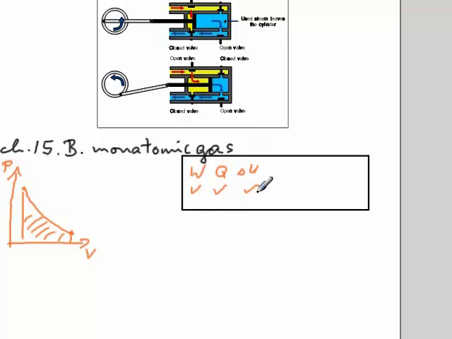Then let's see, they tell us what the initial temperature is. So I think I'm going to write Ti. Yep, I'm going to write Ti, that is given. They tell us what the initial volume is. So that one is given. And then they ask us what is the final temperature and what is the final volume of the gas. So final temperature and final volume.